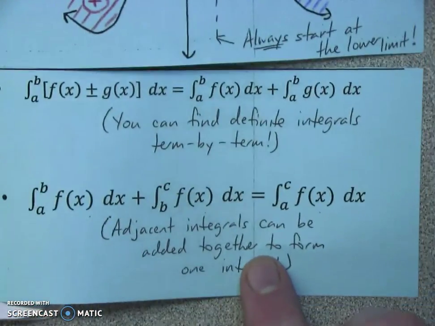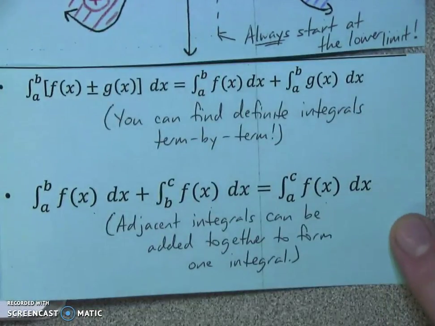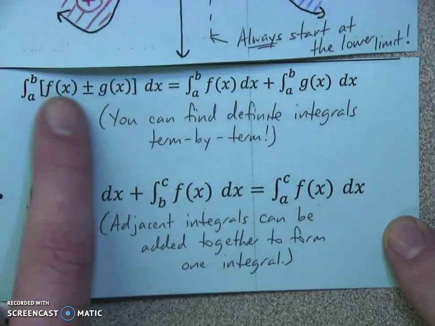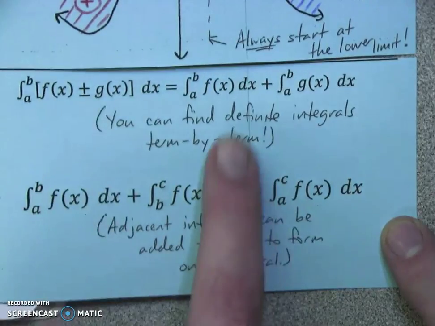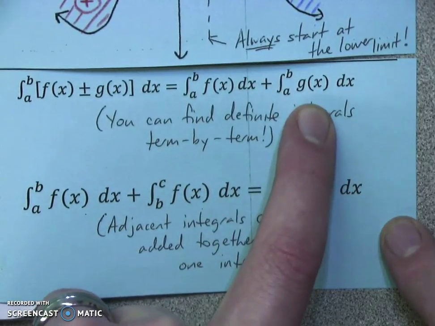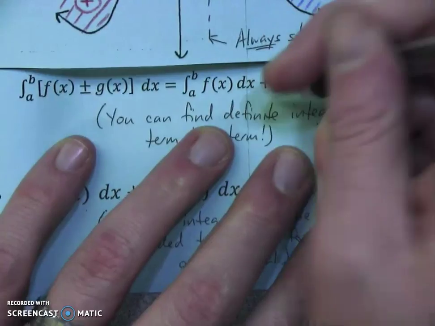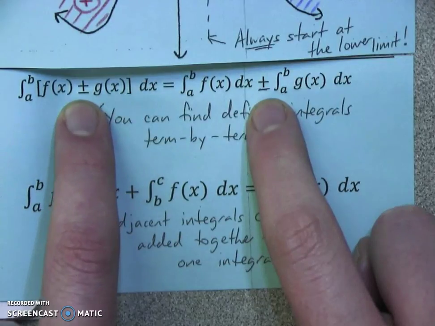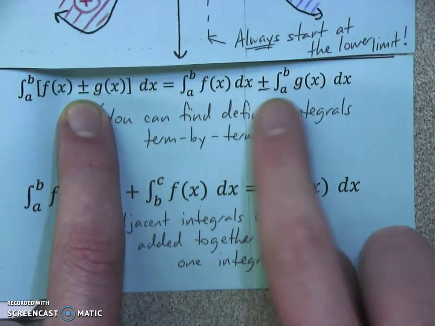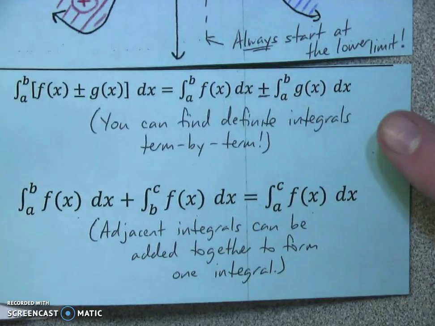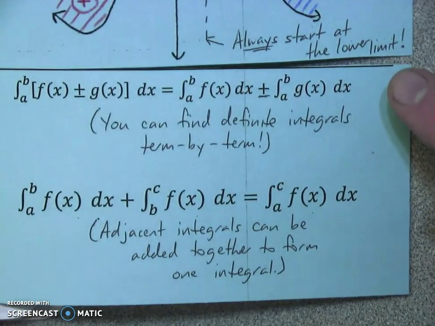The other two properties on this page are a little bit more complicated looking, but I'll show you that they are helpful. The first one says that if you want the integral from a to b of a sum or a difference of two functions, then all you need to do is integrate f from a to b and integrate g from a to b, and then add or subtract the two. There's a missing minus sign here. That would fit the case where you had f of x minus g of x: the integral of f minus the integral of g is what you would need to do. In other words, this is another property that we had for indefinite integrals. You can find definite integrals by breaking it up term by term as well.